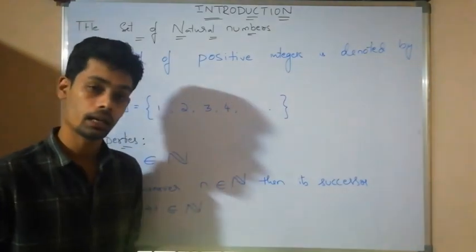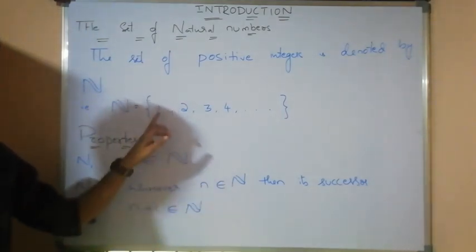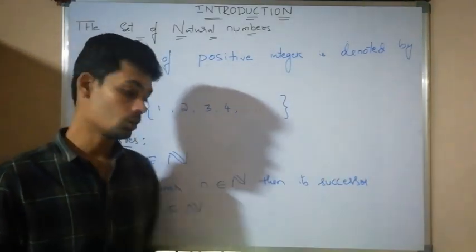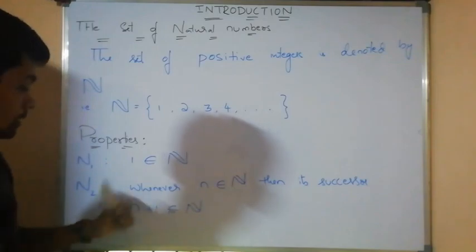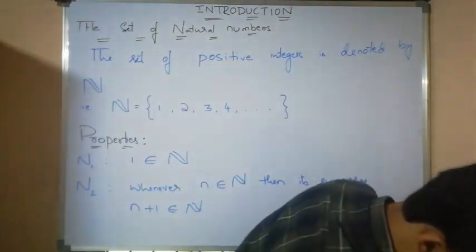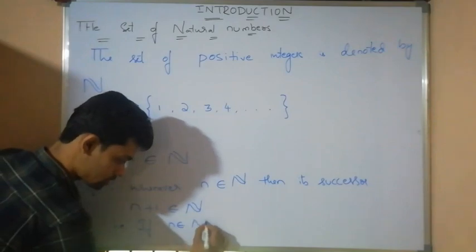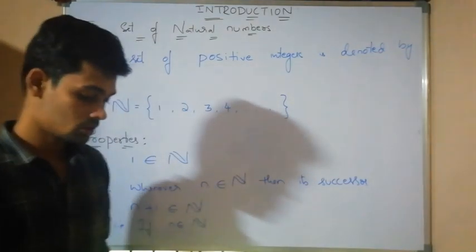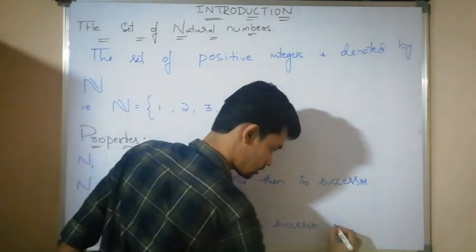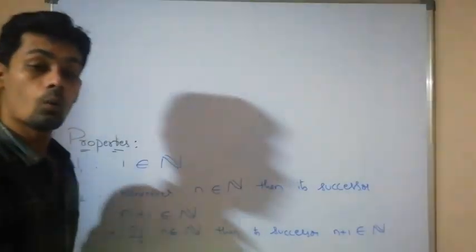Whenever n belongs to capital N, its successor, that is n plus 1, also belongs to it. Directly you can say 1 belongs, its successor 2 belongs, since 2 belongs, 3 also belongs, 4 belongs, and 100 belongs, its successor 101 also belongs. That we can say directly from the second property. That is, if n belongs to the set of all natural numbers, then its successor n plus 1 also belongs to the set of all natural numbers.